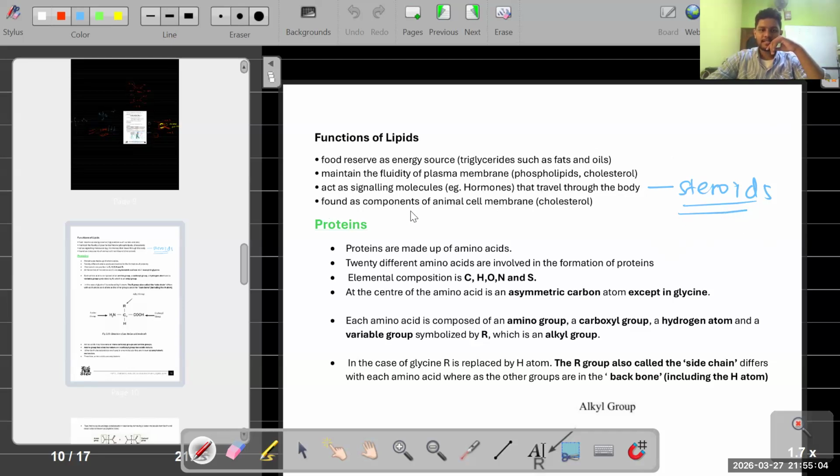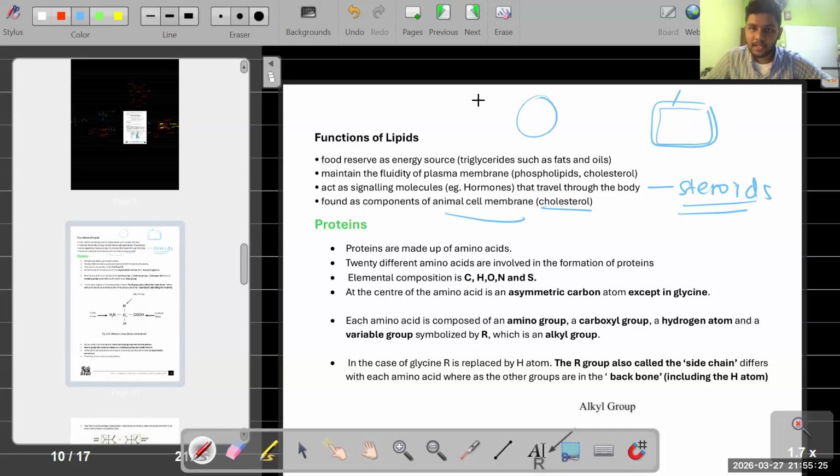Right. Last one, found as components of animal cell membrane. Correct, right? Cholesterol is present in animal cell membrane as well. Normally, cholesterols are present in animal cells also. But now you might ask, sir, you said cholesterol is bad, right? But this is present in the human body cell membrane itself, right? If it is present in the cell membrane, it is okay.